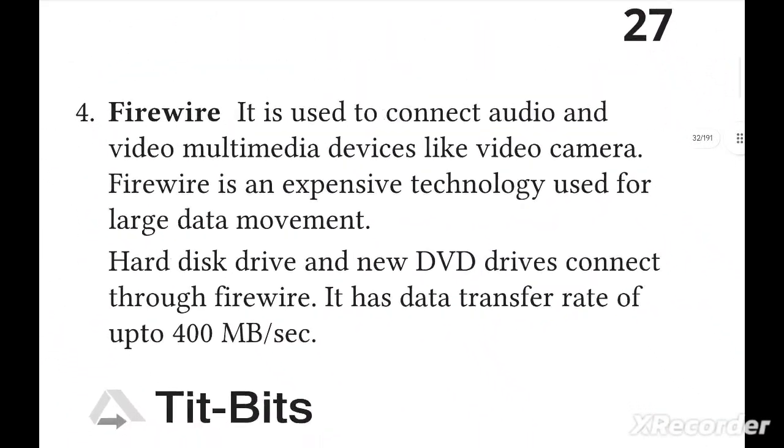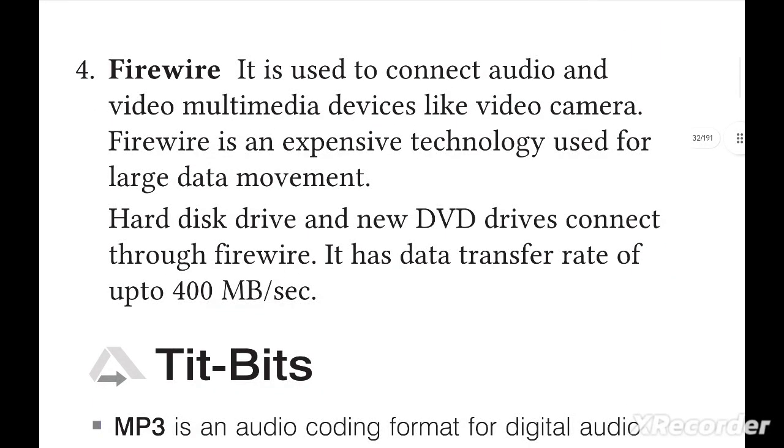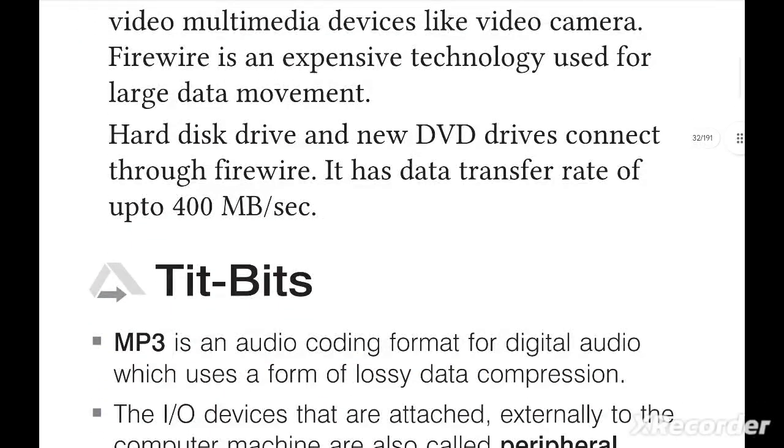Fourth, FireWire. It is used to connect audio and video multimedia devices like video camera. FireWire is an expensive technology used for large data movement. Hard disk drive and new DVD drives connect through FireWire. It has data transfer rate of up to 400 MB per second.